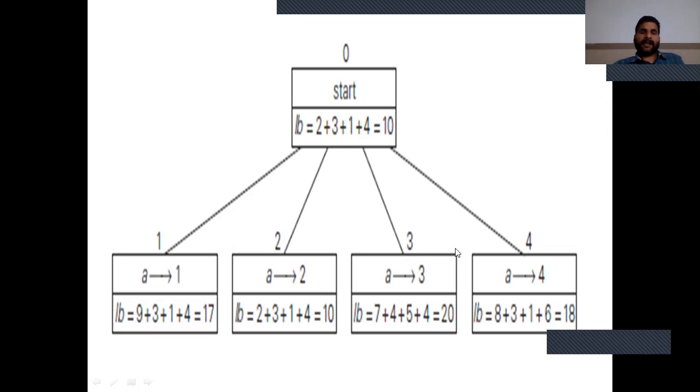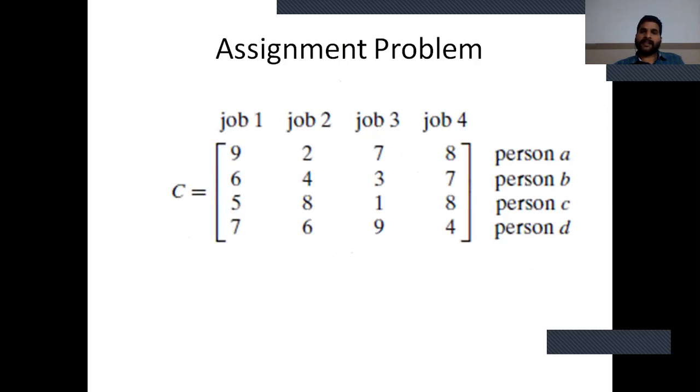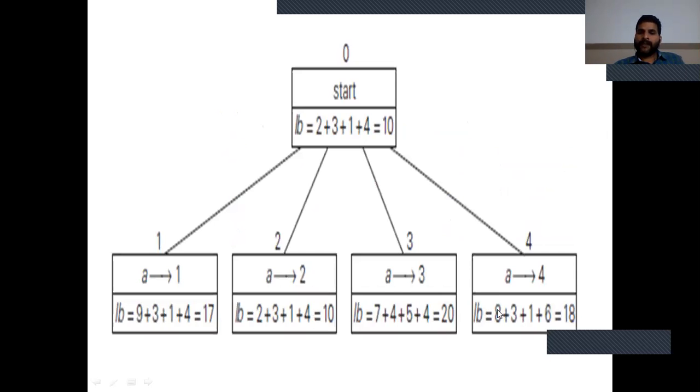Now, if you assign the task, person A equal to job 4, according to this cost matrix, the cost of job 4 equals 8. After selecting the 8, we select the least values from the remaining matrix. The values of these rows are 3, 1, 6. So the total lower bound value is 8 plus 3 plus 1 plus 6 equal to 18. Now, the next level we can solve.